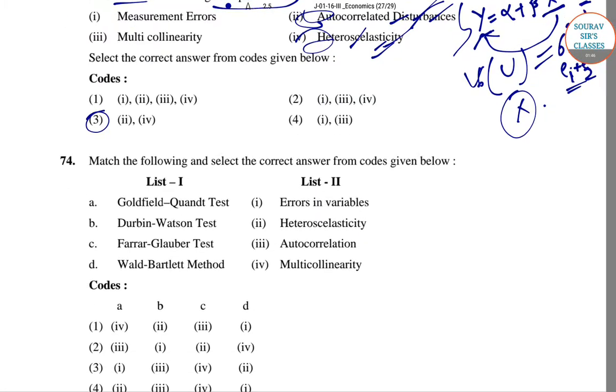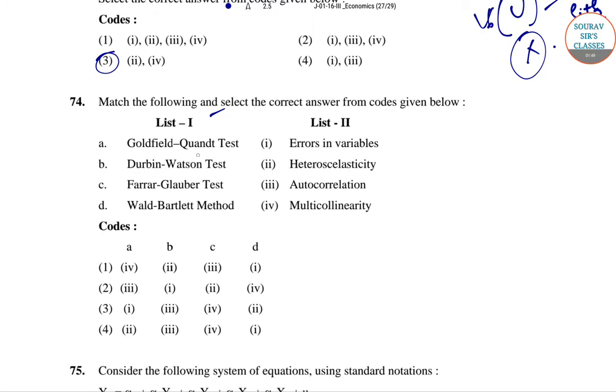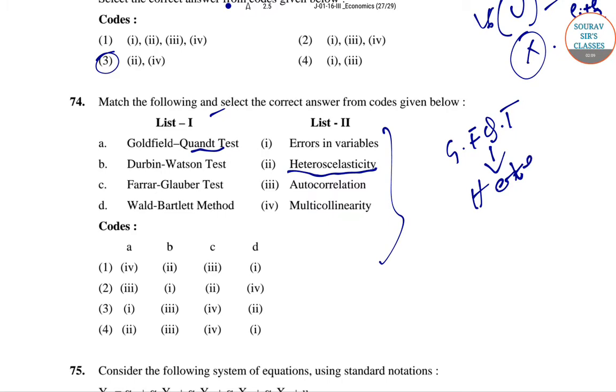Now we'll go to question number 74. We have to match the two lists. It is given: Goldfeld-Quandt test deals with which of the 4 things? We know that the Goldfeld-Quandt test deals with heteroscedasticity. The next is the Durbin-Watson test. The Durbin-Watson test, DW test, deals with autocorrelation.